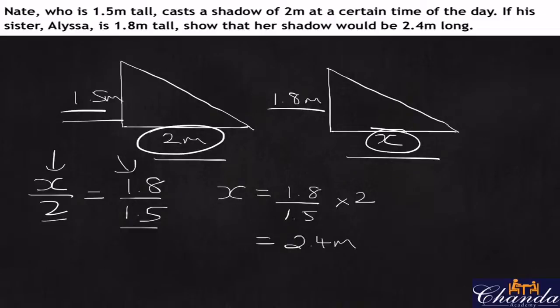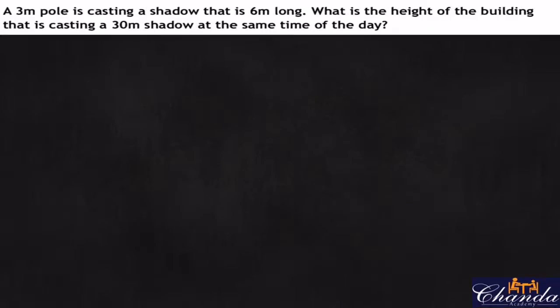Excellent. Now let's move to the next question. Okay, so this question says, a 3-meter pole is casting a shadow that is 6 meters long. What is the height of the building that is casting a 30-meter shadow at the same time of the day?